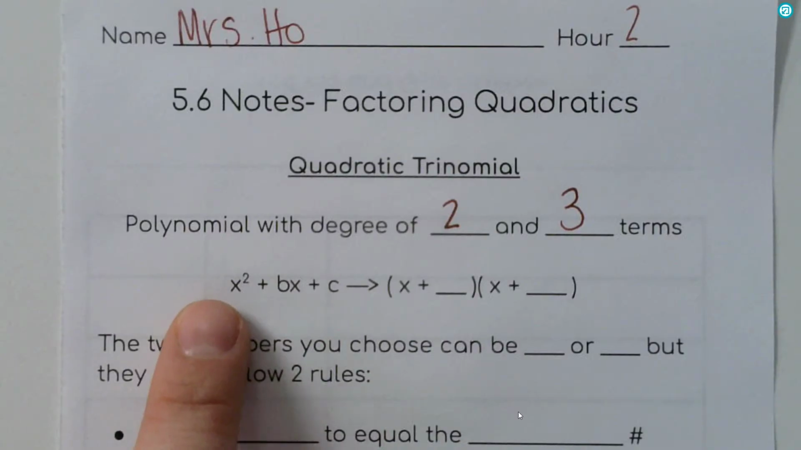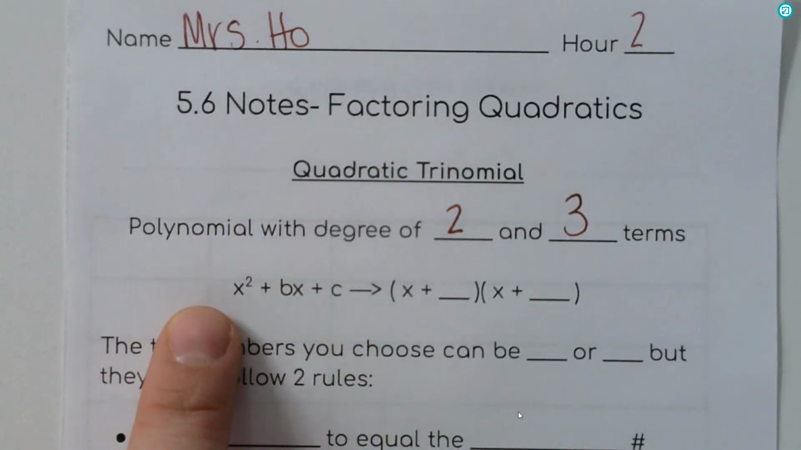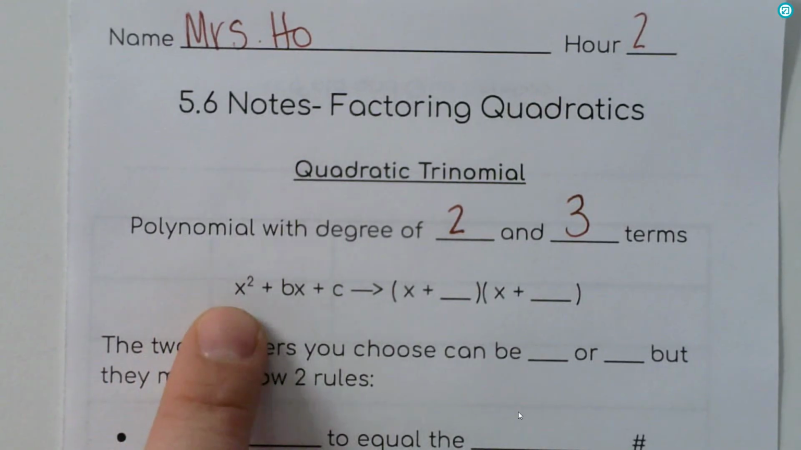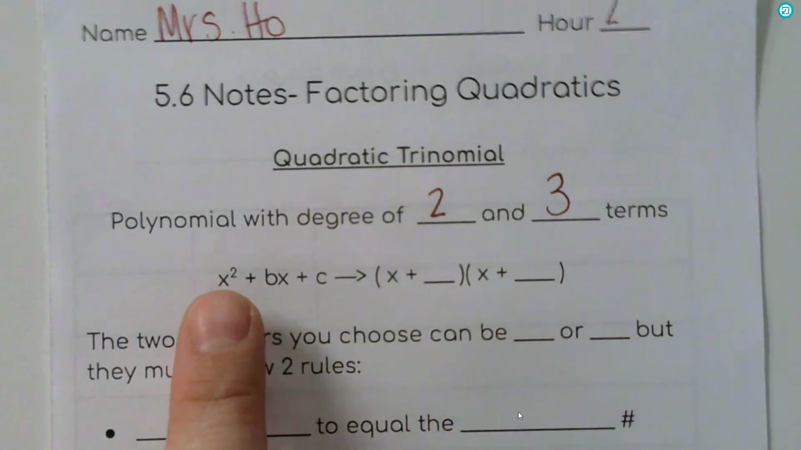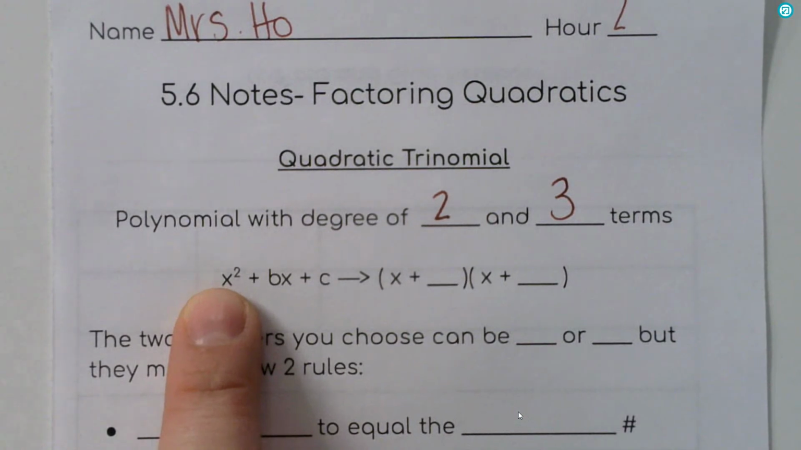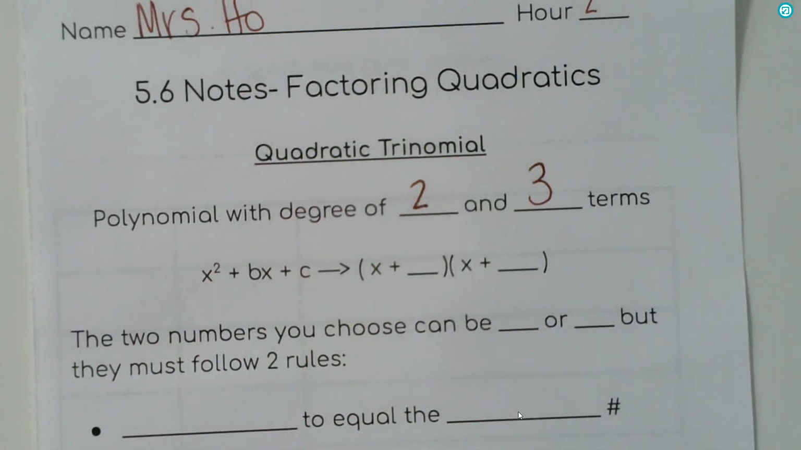Today, there is no number in front of x squared. Technically, there's an imaginary 1 there. When we get to 5.9, we'll learn how to factor when there is a number in front of x squared. Today, we are just doing quadratic trinomials with a leading coefficient, that's what that number is called, the front coefficient, of 1. That's why I wrote LC of 1 right there.